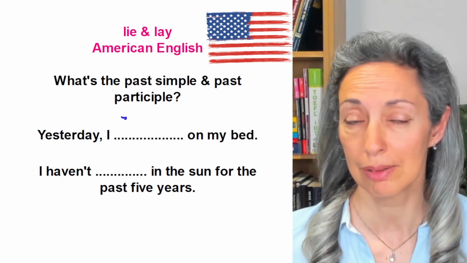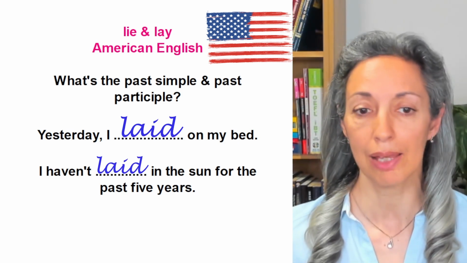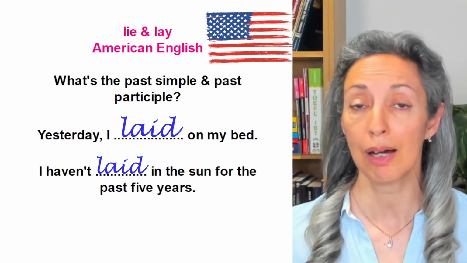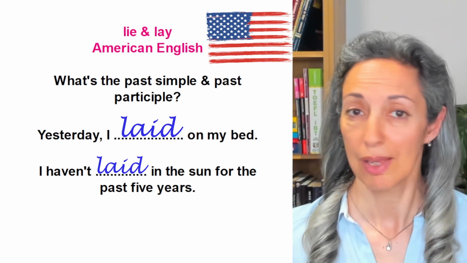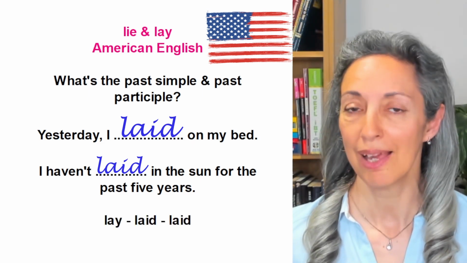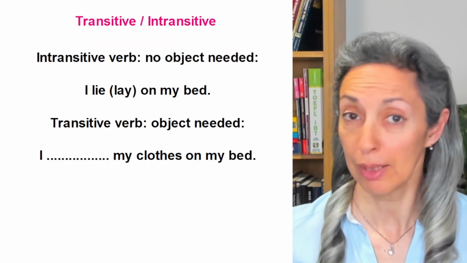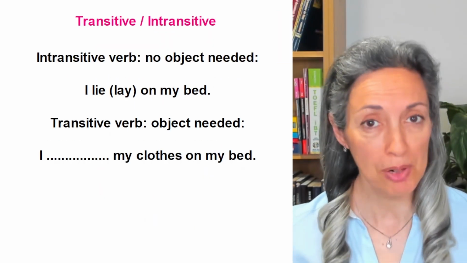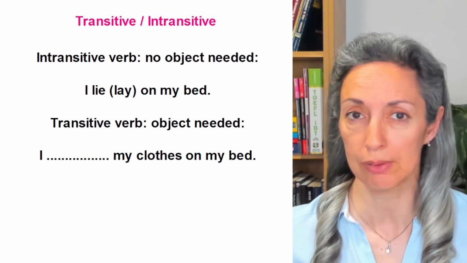And the answers are laid and laid. Yesterday I laid on my bed and I haven't laid in the sun for the past 5 years. So we have lay, laid, laid. So lie in British English and lay in American English are intransitive verbs. We don't need an object after them.